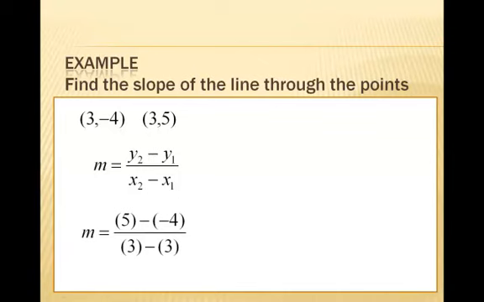Okay, so plugging all of those in, I have 5 minus a negative 4 on top, and 3 minus 3 on the bottom. Let's start to simplify. When you subtract a negative, that gives us addition. So 5 plus 4 gives us a 9. Meanwhile, on the bottom, 3 minus 3 is equal to 0.